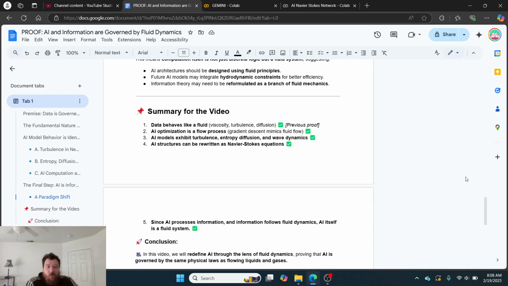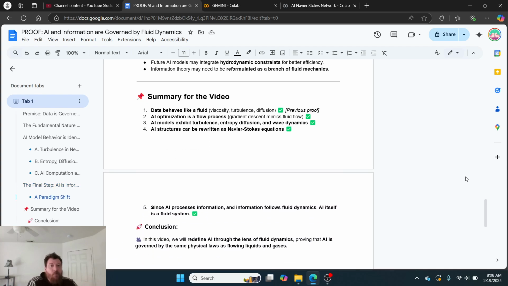As a summary of this video, everything that I'm going to go over here for you is: one, that data behaves like a fluid, meaning viscosity, turbulence, and diffusion. I'll show you via this Gemini model. Two, AI optimization is a flow process which utilizes gradient descent, which mimics fluid flow very specifically and is a process of fluid flow. Three, AI models exhibit turbulence, entropy diffusion, and wave dynamics. Four, AI structures can be rewritten as Navier-Stokes equations. And five, since AI processes information and information follows fluid dynamics, AI itself is a fluid system.